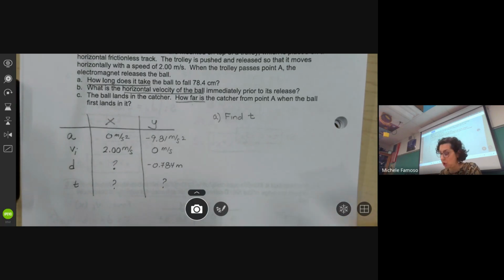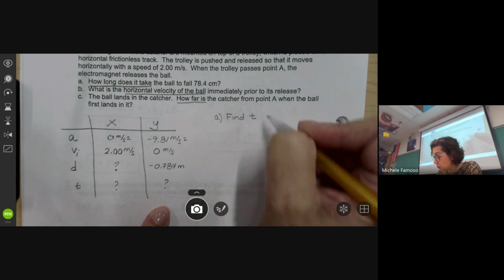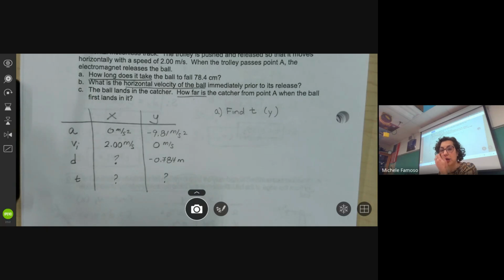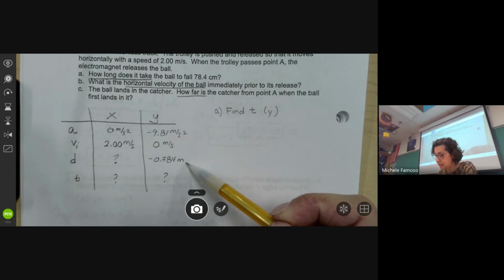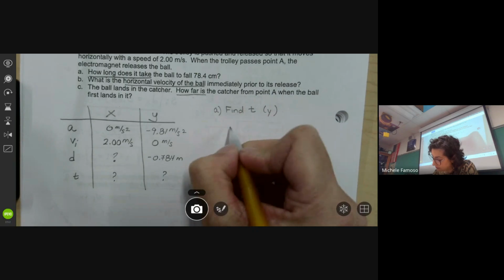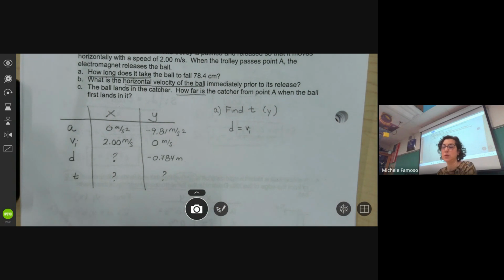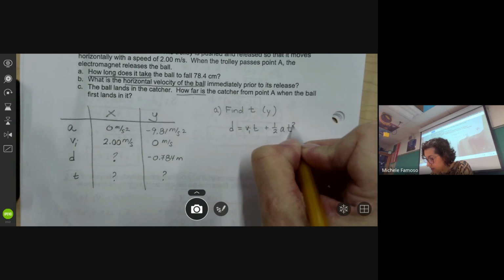All right, so let's take a look at the two directions of givens here. Ryan, which set of givens should I be using to help me get the time? The y, because that's where I know more. So we're going to use the y set of givens to help us get that time. Jacob, can you tell me what equation I should work with if I have an a, a vi, and a d, but I'm looking for t? That is not what's written on your reference table. d equals vi t. There you go. Plus 1/2 a t squared.